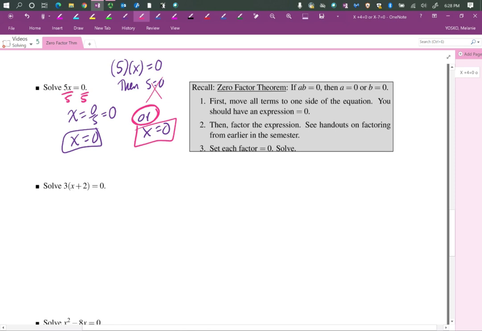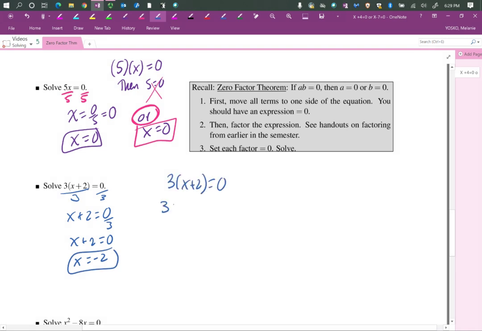Okay, so let's look at this one as well. Solve 3 times x plus 2 equals 0. So all you really have to worry about being equal to 0 is this x plus 2, right? Because you could think about dividing both sides by 3. So x plus 2 equals 0 over 3, or x plus 2 equals 0. So x equals negative 2. Or you could say 3 times x plus 2 equals 0. So if you want to use the zero factor theorem, you certainly can. 3 is 0, or x plus 2 is equal to 0. But we see this one's not true. So this has to be the answer.